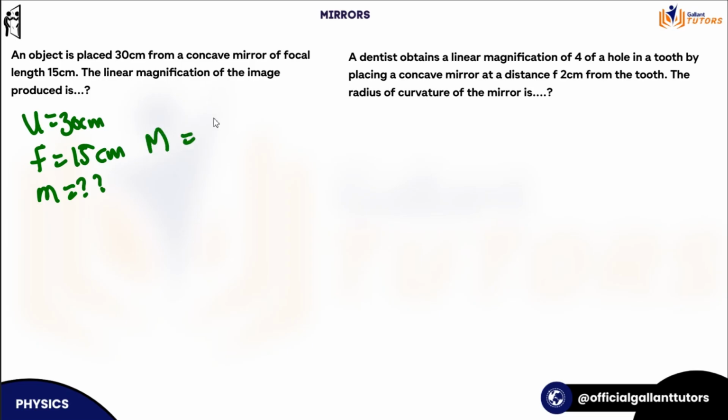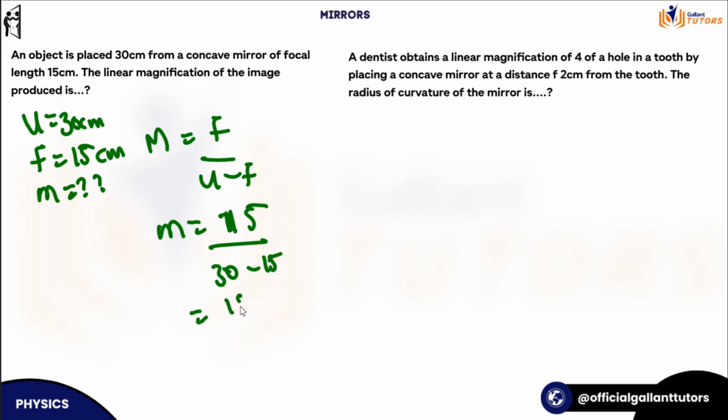So we have m is equal to f over u minus f. So we have our m to be unknown. Our f is 15. Our u is 30 minus 15. So 15 divided by 15. So magnification is 1. Exactly. No SI unit, please. No SI units. So magnification is actually 1.